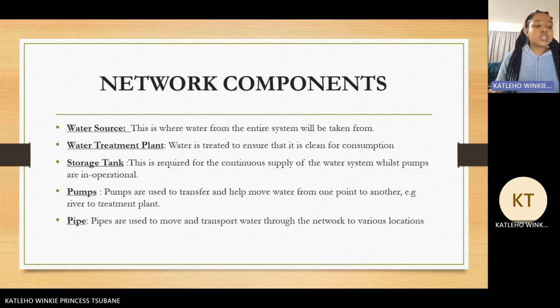The second component is the water treatment plant. Here, water is treated to ensure that it is clean for consumption. Then we have a storage tank that is required for the continuous supply of water whilst pumps are not operational. This means that when pumps are switched off, you need to be able to still provide water to the townships. And then we have our pumps. These are used to help move water from one point to another, either from the river to the treatment plant or from the treatment plant to the bulk storage tank. And then we have our pipes, which are used to transport water through the network to various locations.